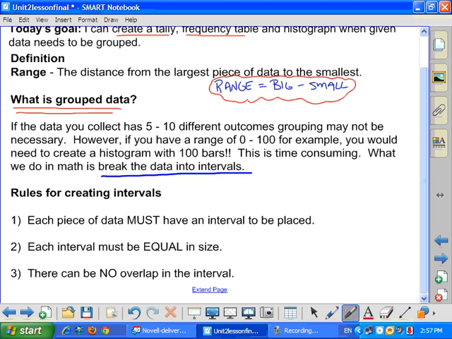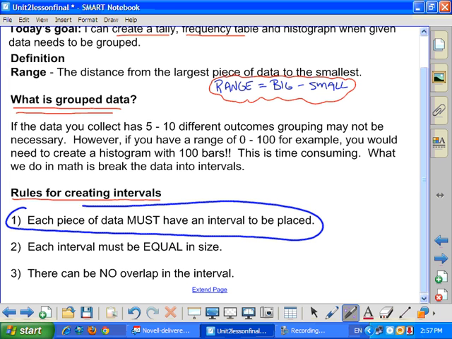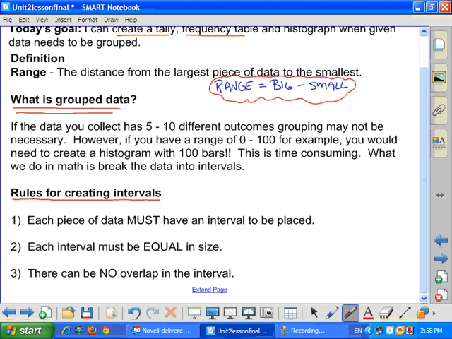So what is an interval? I'm going to demonstrate it on the next slide, but here are the rules for creating intervals. The first rule, and some of them kind of make sense, is that each piece of data must have an interval to be placed. That means I should be able to find a home for every piece of data we have.